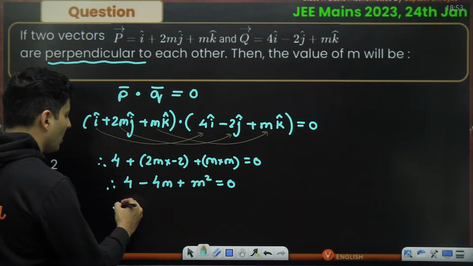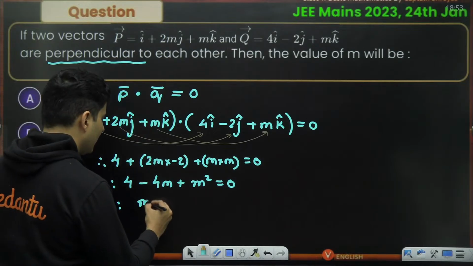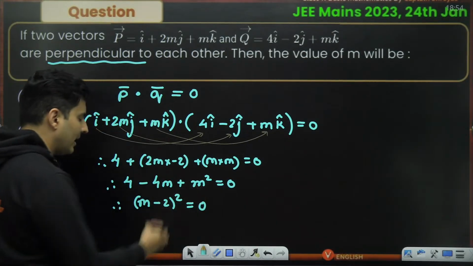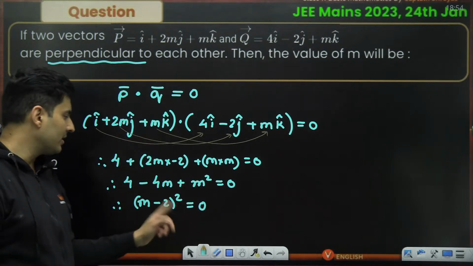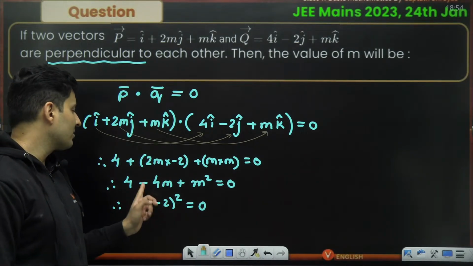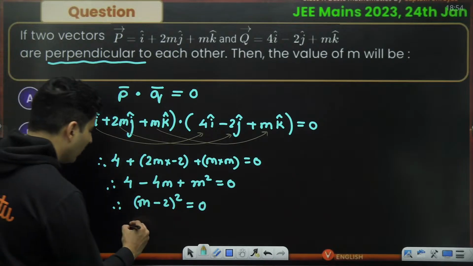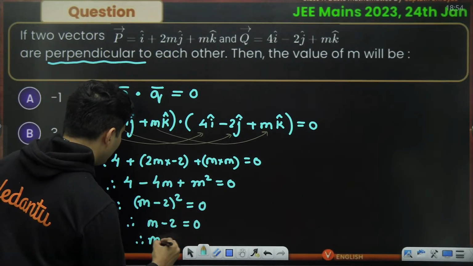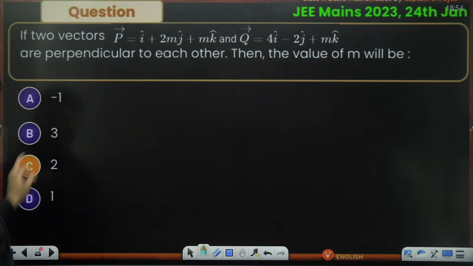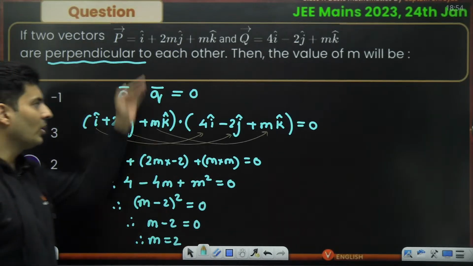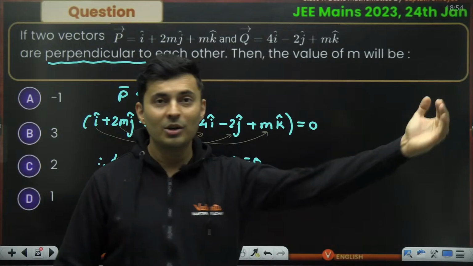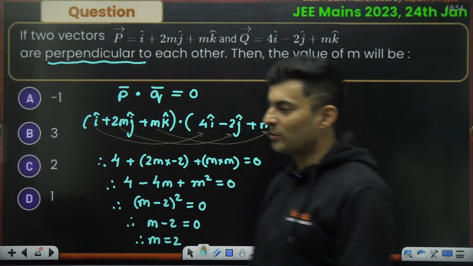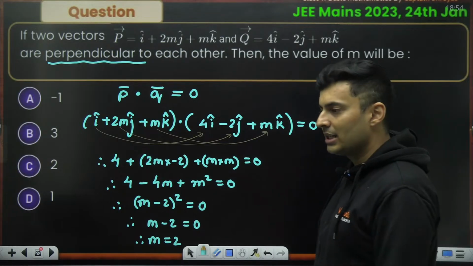So what is this equation, guys? It's very simple. It is m minus 2 whole square equals 0. This is the expansion of m minus 2 whole square: a minus b whole square is a square plus b square minus 2ab. So therefore 100% m minus 2 will be 0. Therefore 100% m will be 2, which is option number C. So that's how you have found out the unknown. This was a JEE question asked in 2023. This kind of question can also come in your JEE entrance exam.